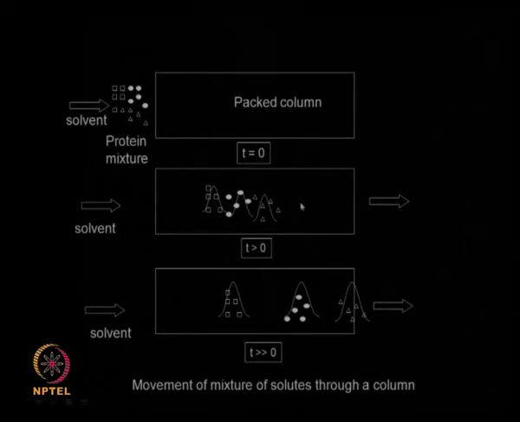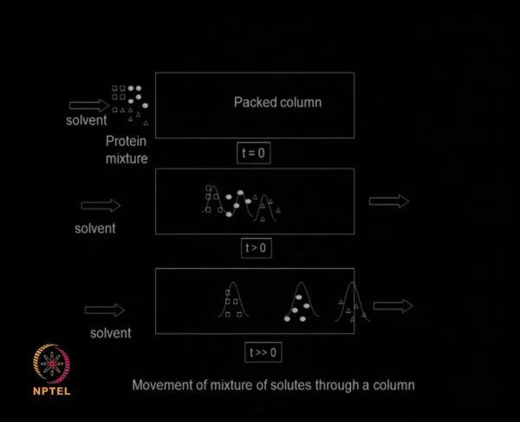As it travels through the column, slowly separations start happening, and when the components exit the column, you will have a very good separation. For example, the triangular proteins may come out first, followed by the circular proteins, and followed by the square proteins at a very large time. This is called the retention time, elution time, elution volume, and so on. Different names are there.